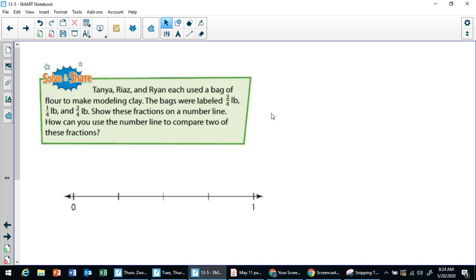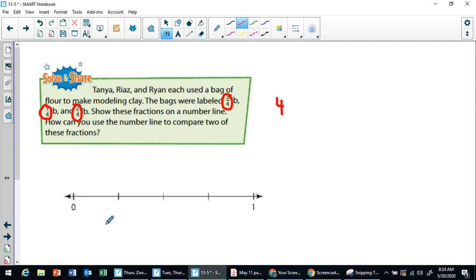Before we go any further, what I would focus on is the fact that every one of these fractions has the same denominator. That means I only need to make one number line to compare them. Every one of these has a denominator of 4, so my number line has to be broken up into 4 spaces.